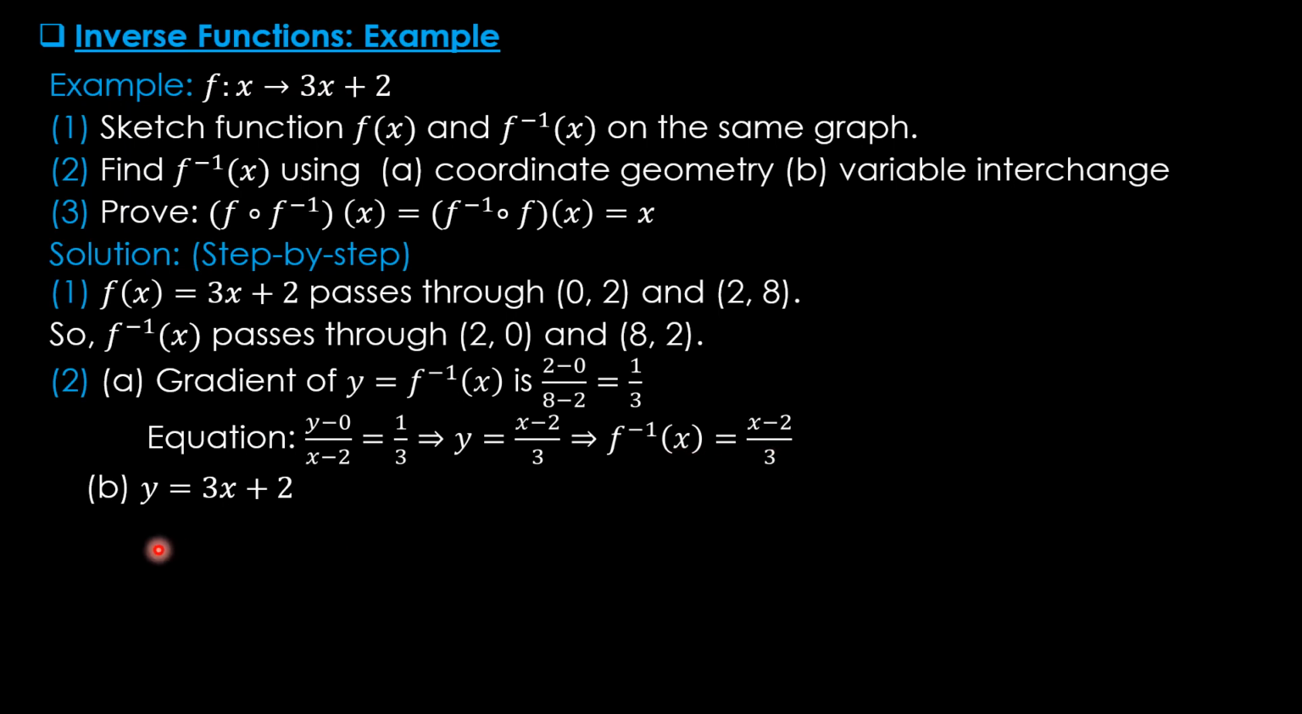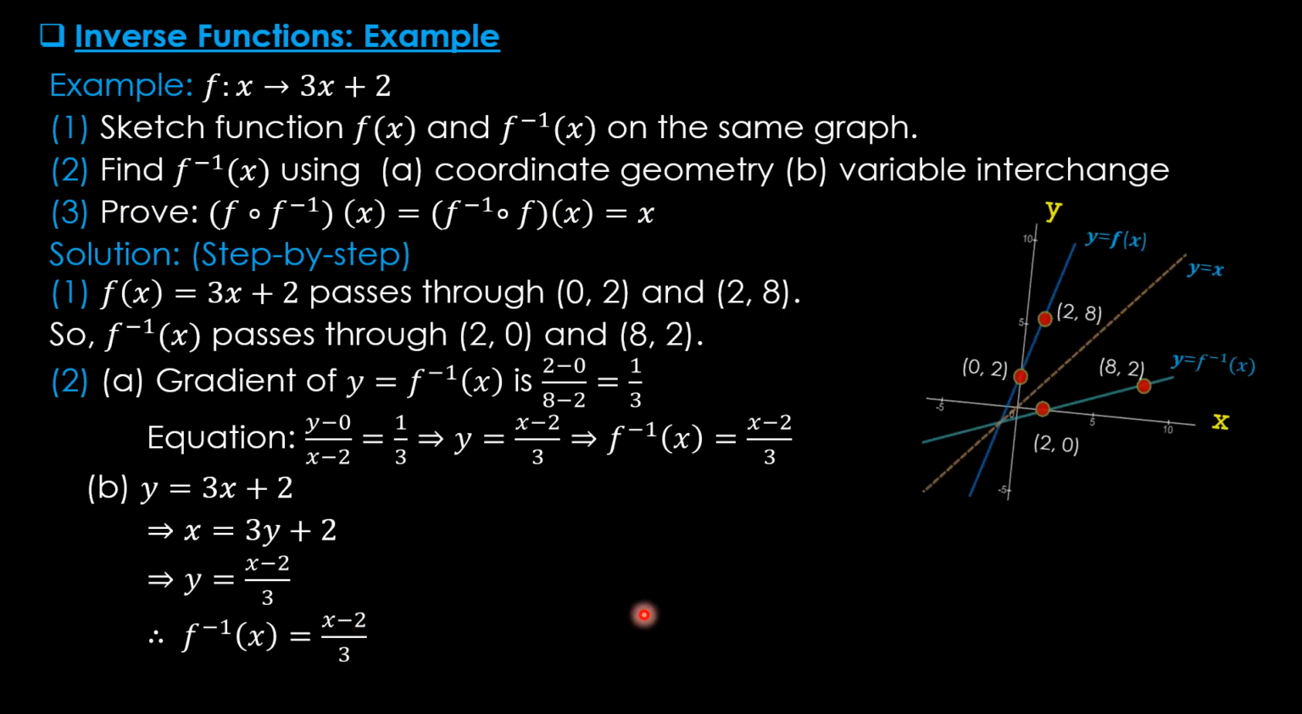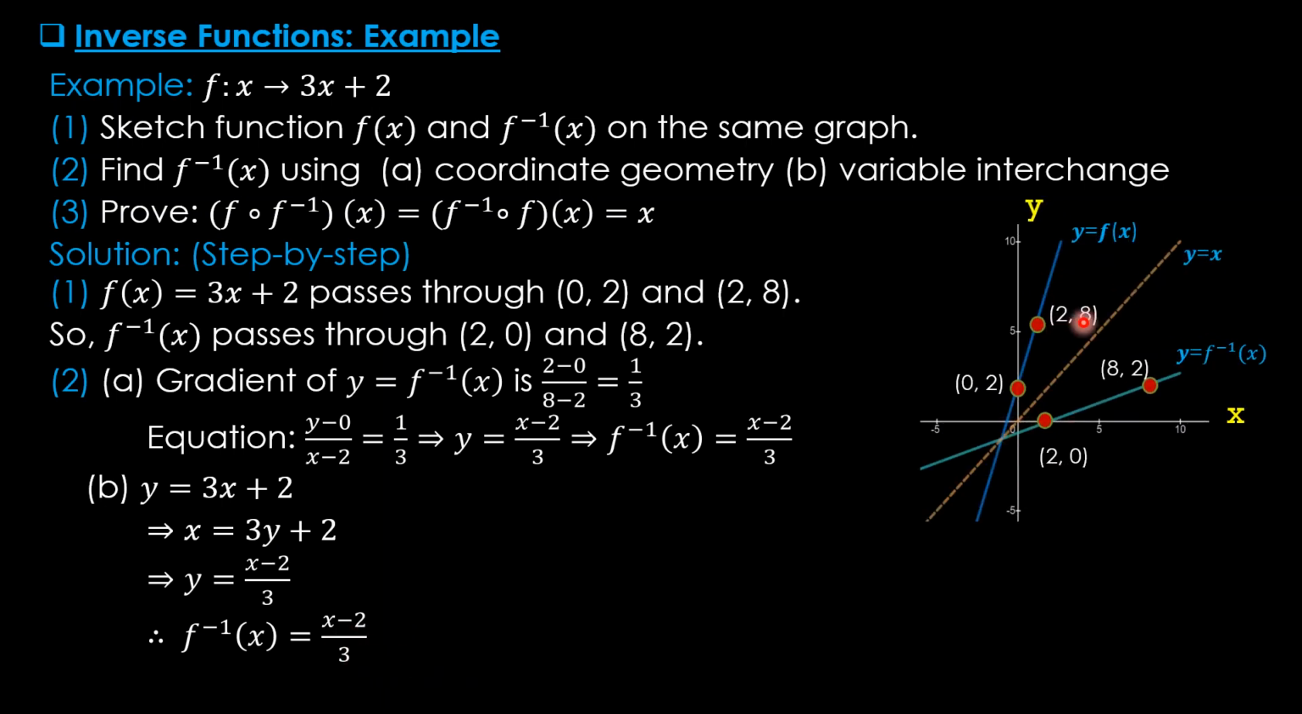Similarly here by variable interchange, as we have seen in the previous page, we are trying to find the inverse function now. So y equal to 3x plus 2, we switch x and y, then we solve for y, and that is the inverse function here. So this is the graph of this example.